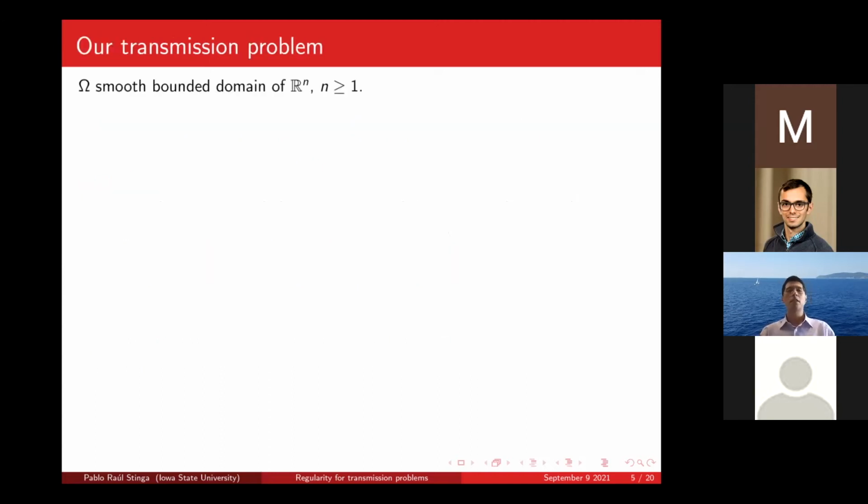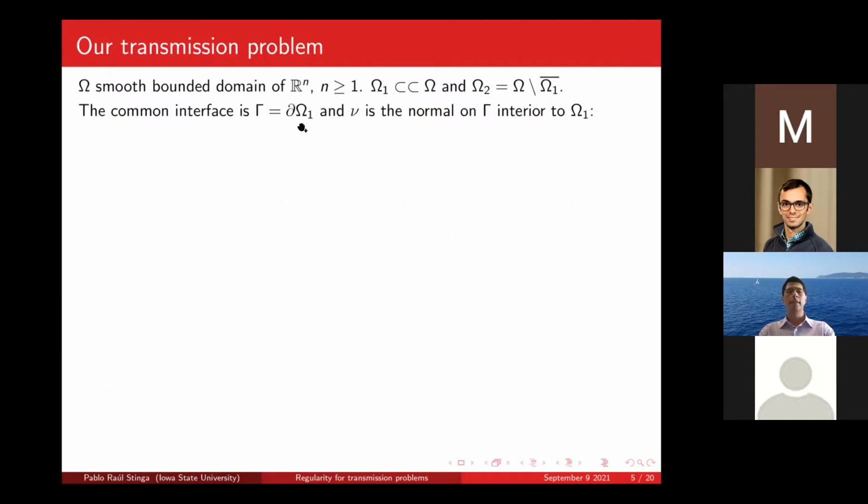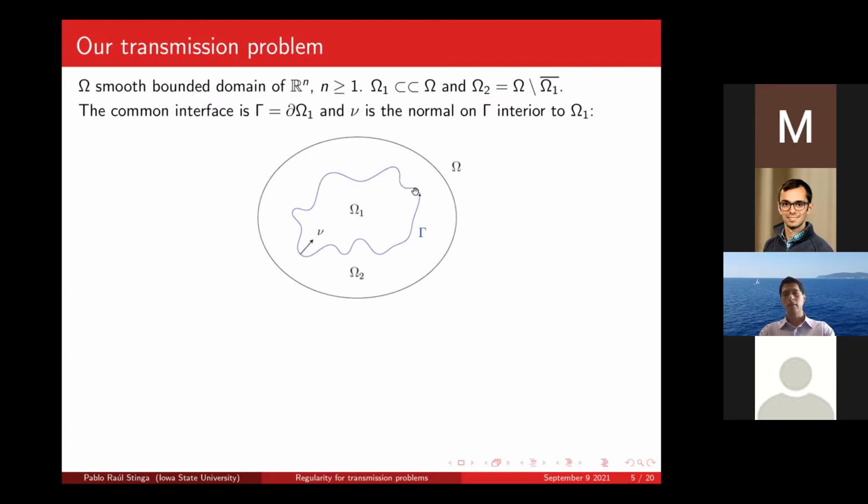All right. So what is the transmission problem that we studied? It's a transmission problem for harmonic functions. You have a smooth bounded domain Omega in R^n, and a compactly contained subdomain Omega 1 in Omega, and whatever is left between Omega and Omega 1 is Omega 2. The interface Gamma is the boundary of Omega 1, and we call nu the normal on Gamma interior to Omega 1. So here is the picture: the domain Omega, an interior domain Omega 1, the normal pointing inside, and whatever is left is Omega 2, with the interface Gamma.